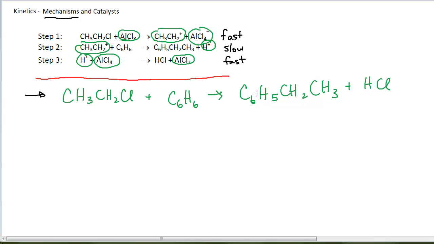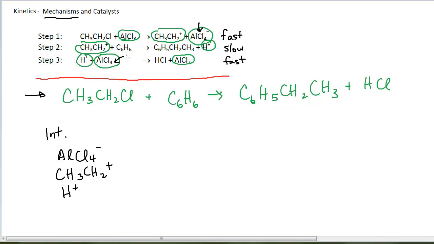This proposed mechanism includes some intermediates, like we saw in the last mechanism. An intermediate is a substance that is produced and then later consumed. Notice that the AlCl4 negative is produced in the first step and then consumed in the third step. So my intermediates include AlCl4 with a negative sign. The CH3CH2 plus also falls into this category, and the H plus falls into this category.